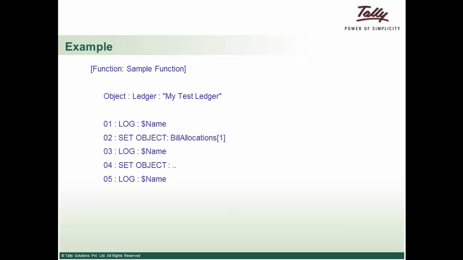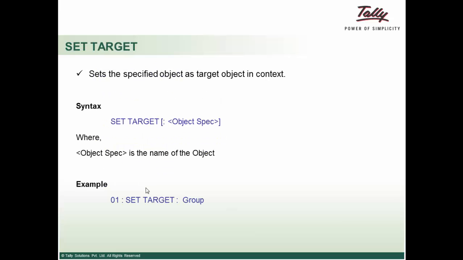Set object colon bill allocations first, return and $name returns me the first bill name from the bill allocation. And when specified set object dot, so one dot is for the current, so my current is bill allocation. The second dot is to the parent, so it goes to my ledger object. And now when we mention $name, again this $name returns the ledger name. Then we have set target, sets the specified object as the target object in the context.